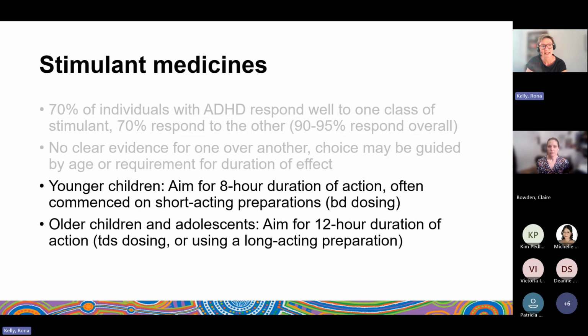So for younger children, we're aiming for about 8 hours of duration of action. And so they're often commonly started on a short-acting preparation so that we can really adjust and titrate that dose, but given once in the morning with breakfast and once at lunch, and often at school. For older children and adolescents, often they need longer duration of action to cover school and after school activities and homework, and also because their bedtime's a bit later. So that's either 3 times a day dosing with short-acting or using one of the long-acting preparations.